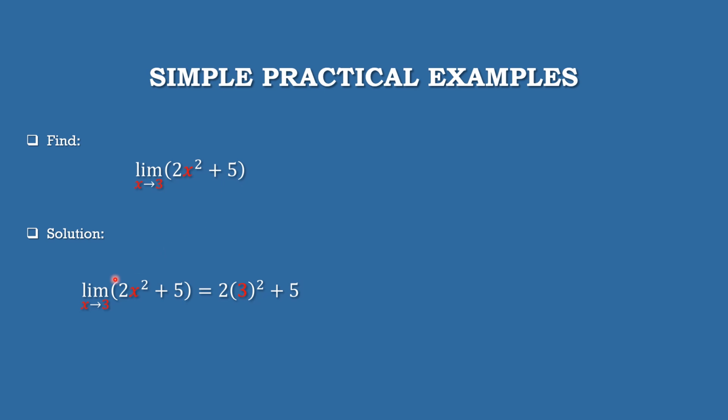So let's look at a very simple practical example. We are to find the limit of this particular function as x gets closer and closer to 3. So what is the behavior of this function? The behavior will be such that anywhere I see x, I will substitute 3 as my input, then I will just work it out, and the result will be 18 plus 5 equal to 23.